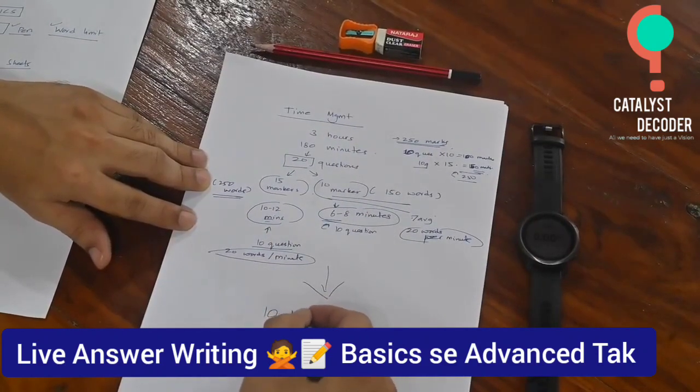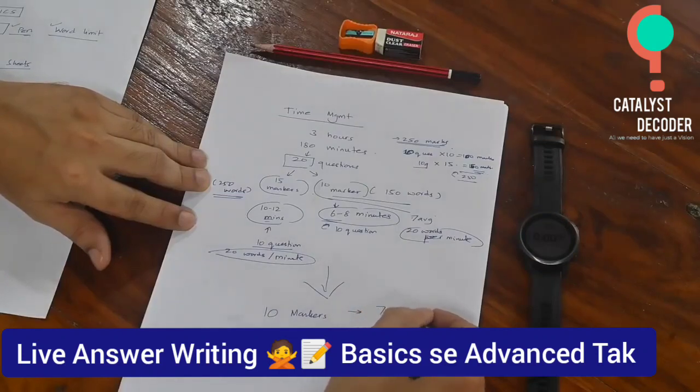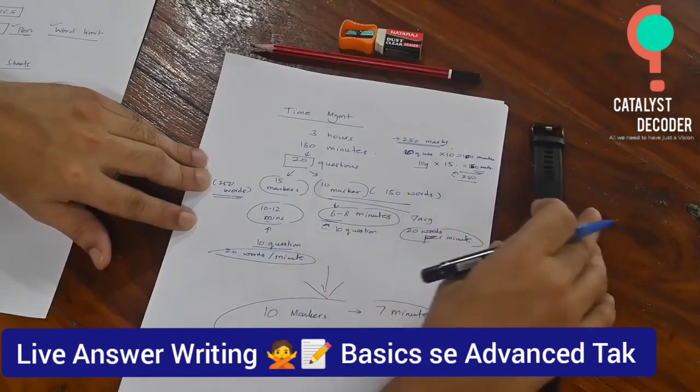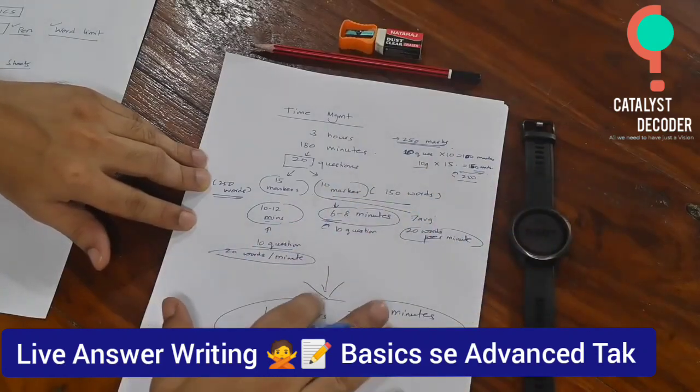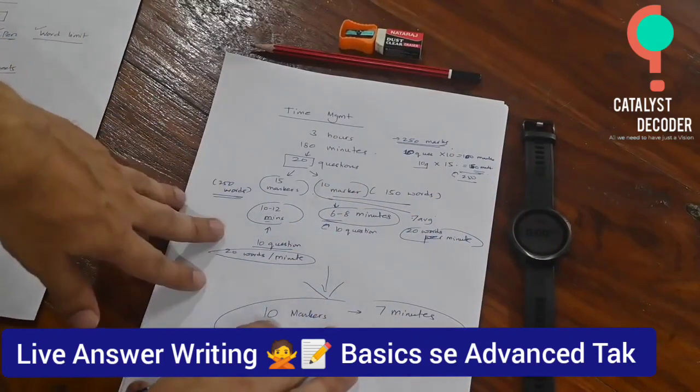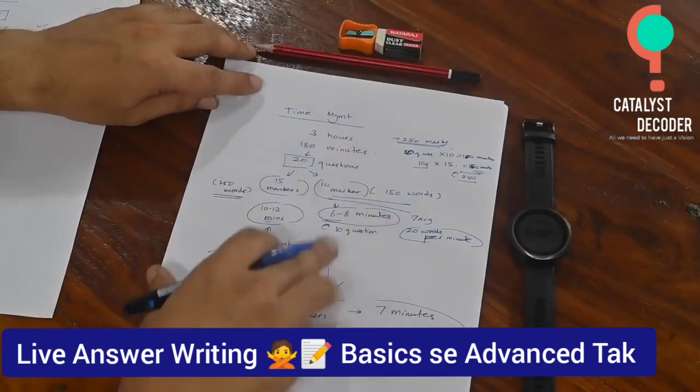10 markers, I have 7 minutes on average, plus minus 1-2 minutes, sometimes 3 minutes, and 15 markers, I have approximately 10 to 12 minutes. Okay, if you think this and accordingly plan your time, watch, and accordingly practice, then you will be good to go. There will not be any problem at all. So this is the time management part.